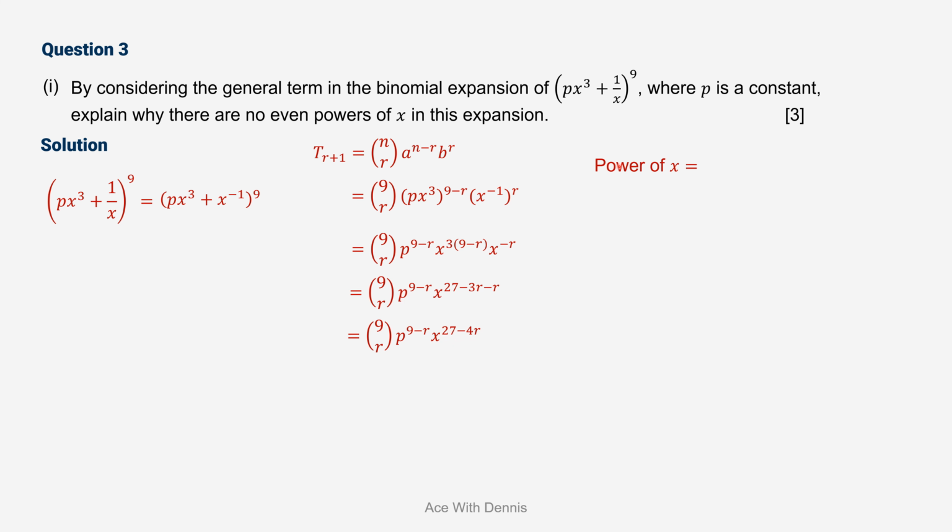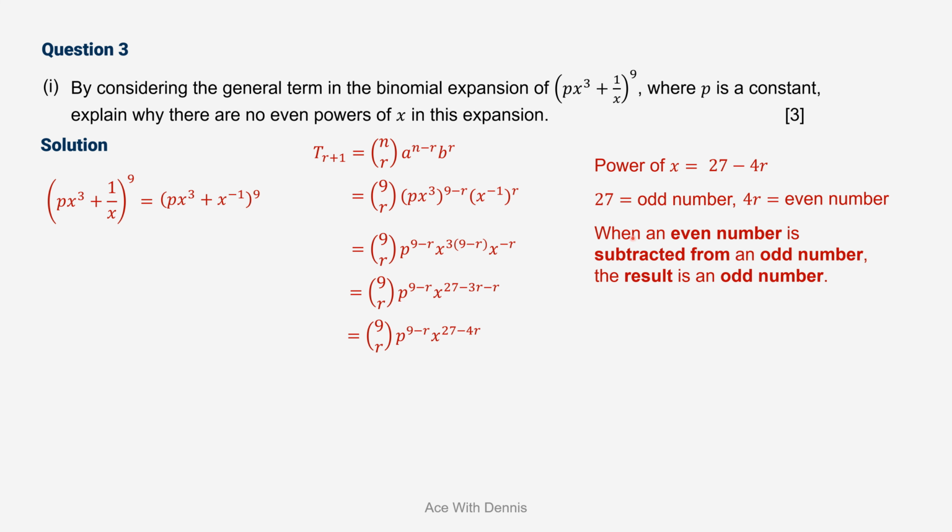Okay, so from the power of x, we get 27 minus 4r, where 27 is an odd number, 4r is an even number. So if an even number is subtracted from an odd number, the result is an odd number. Hence, to answer the question, there are no even powers of x in this expansion.